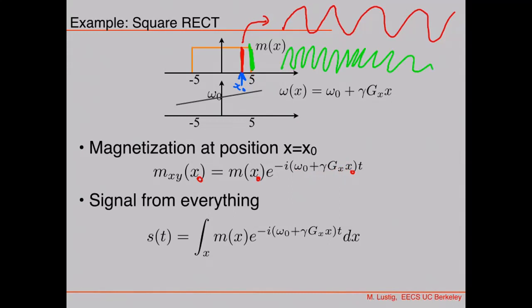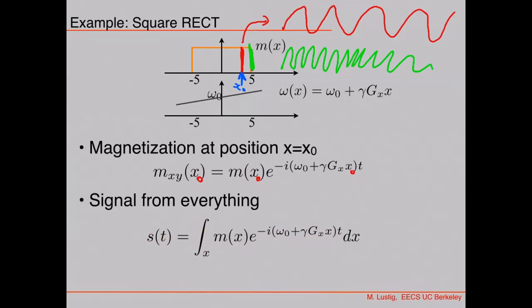Now, the signal in the coil is going to be the sum of all of these. So I'm going to integrate over space, over the entire x, and then I will have the signal that I receive in the coil. The signal received at the coil is the integral over x of m(x) e to the minus i (omega0 plus gamma gx x) t dx. So it's an integral over the entire thing.